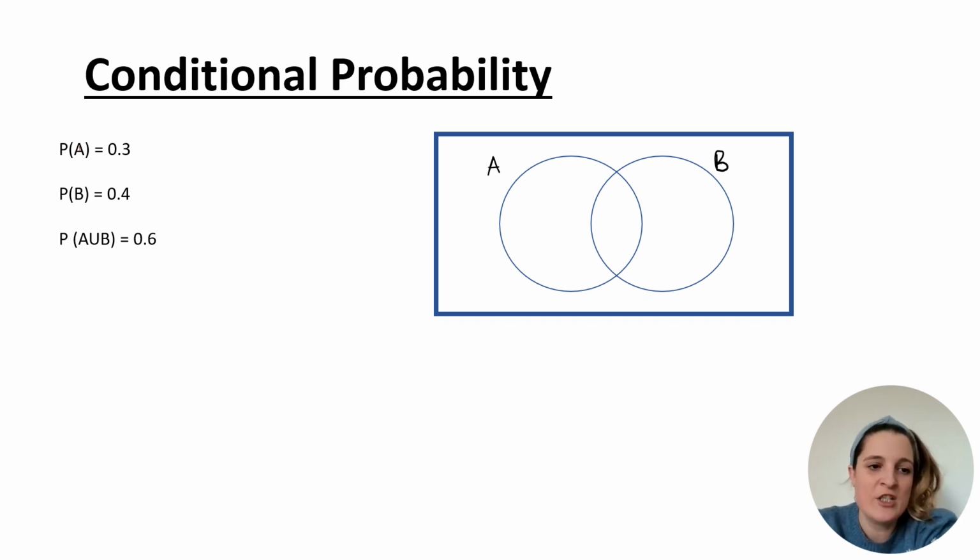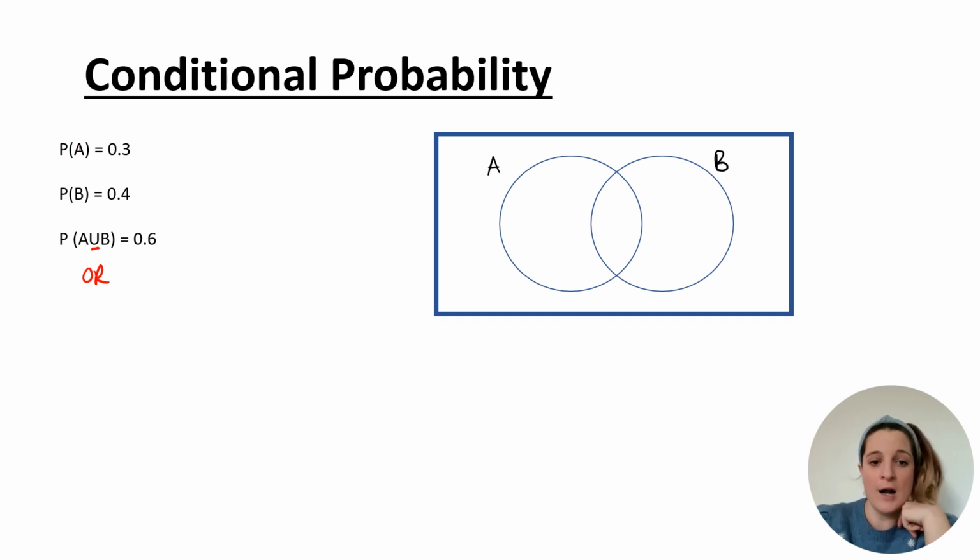So in this question then, we're told that the probability of A is 0.3. So anything in that circle A in the Venn diagram is 0.3. Probability of B, so anything in the B circle, has to add up to 0.4. And the probability, remember that U here is "or", so A or B has to add up to 0.6.